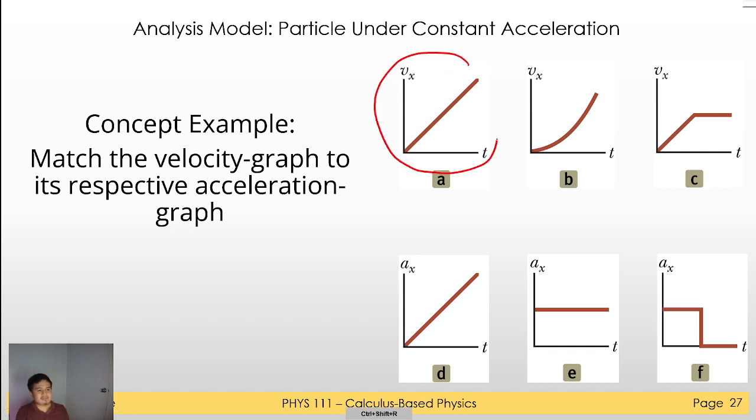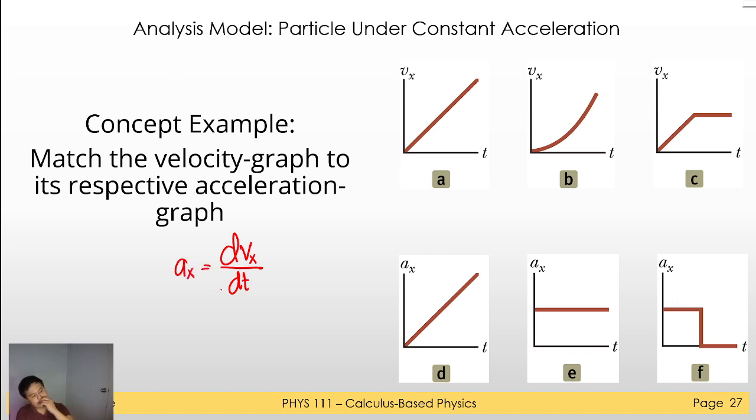So let's have this first figure A, and let's find its respective paired acceleration graph. So what does this mean? If you want to find the transition from the velocity function to the acceleration function, we want to know the relationship of their derivatives. So the derivative of the velocity function is the acceleration, okay?